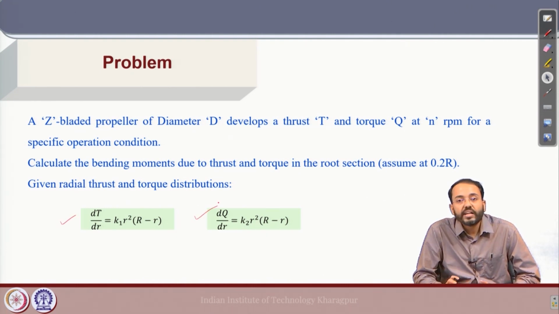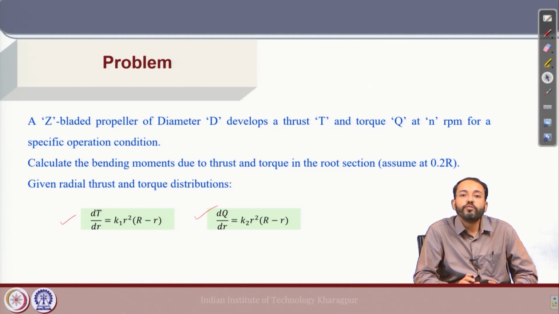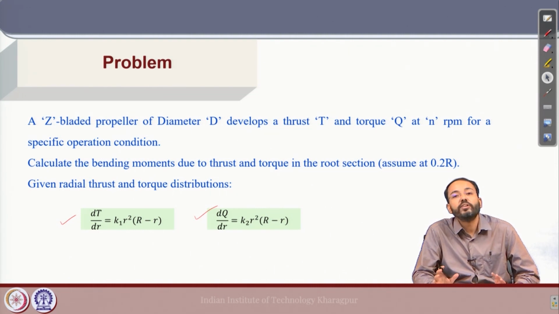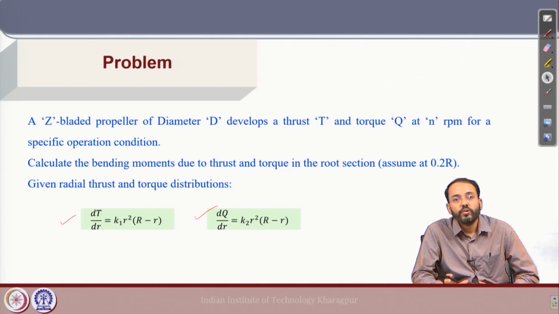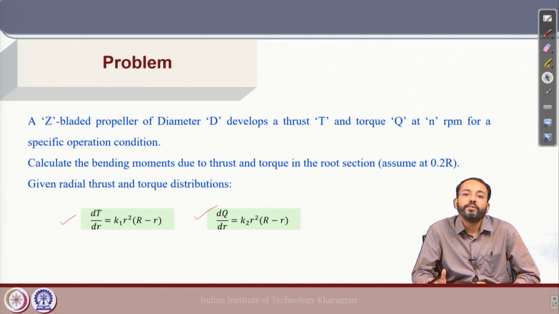Now, to do the calculation, the first step should be to calculate K1 and K2 based on the given parameters. So, the thrust and torque are given for this particular condition, and we have to calculate K1 and K2 so that we can use the expressions for bending moment due to thrust and torque that we have just derived and get the total bending moment for the propeller blade. Let us look into the solution approach.